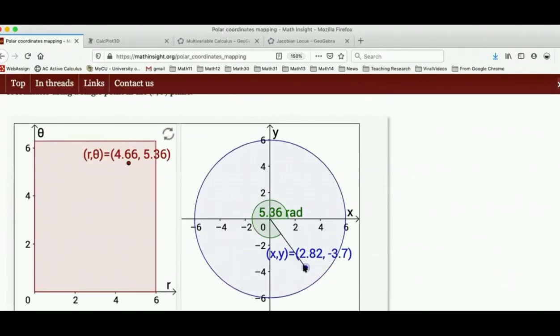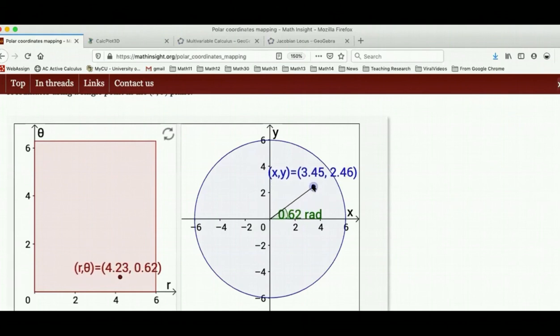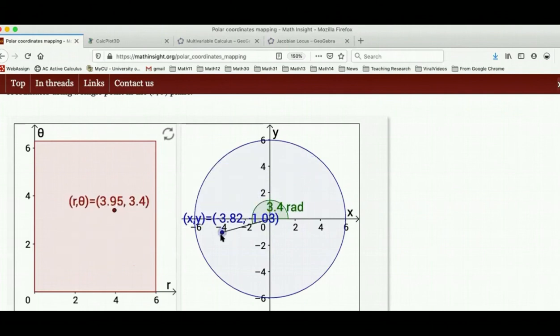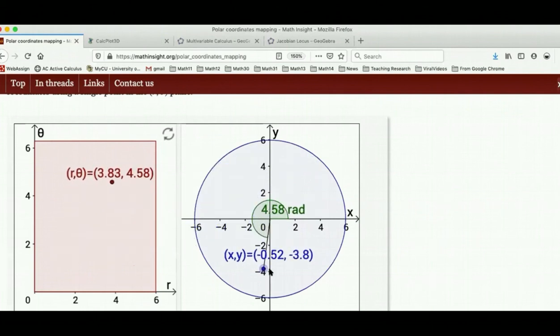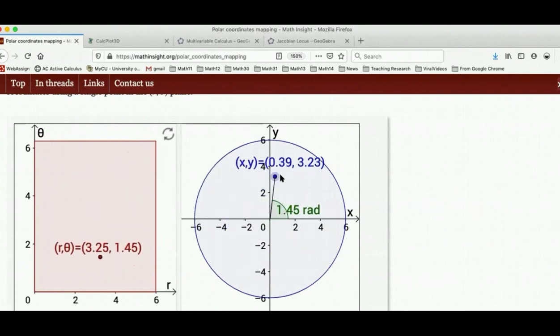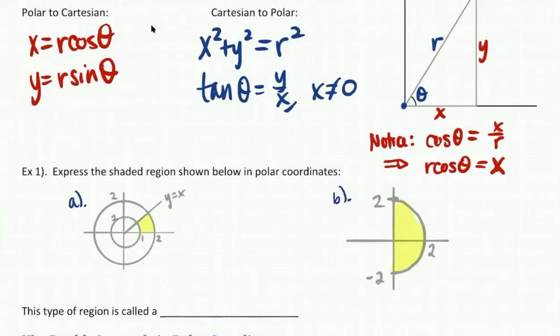We can visualize this here as I pick any point in the xy plane on the right, and you can find the corresponding point on the r theta plane on the left. And so let's use this to help us come up with a way to map regions in the xy plane to their corresponding region in the r theta plane. Okay, so let's look at both of these examples.